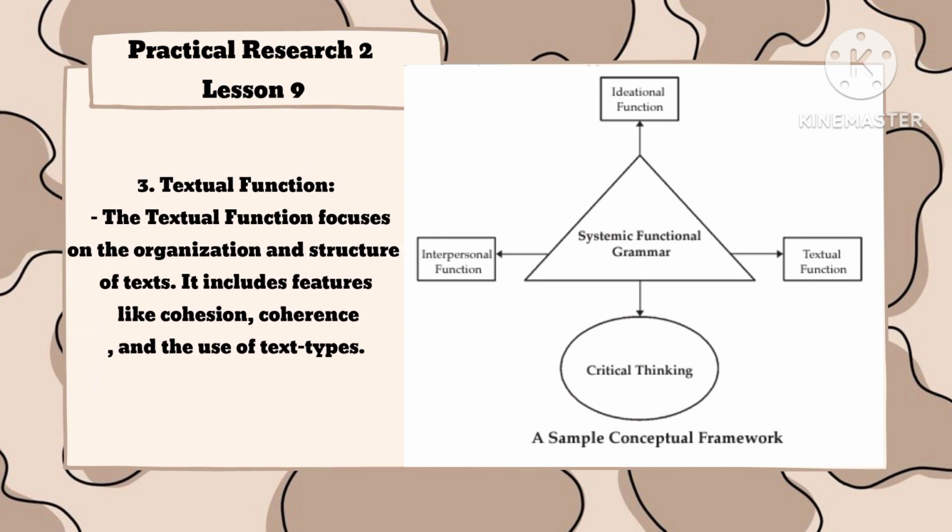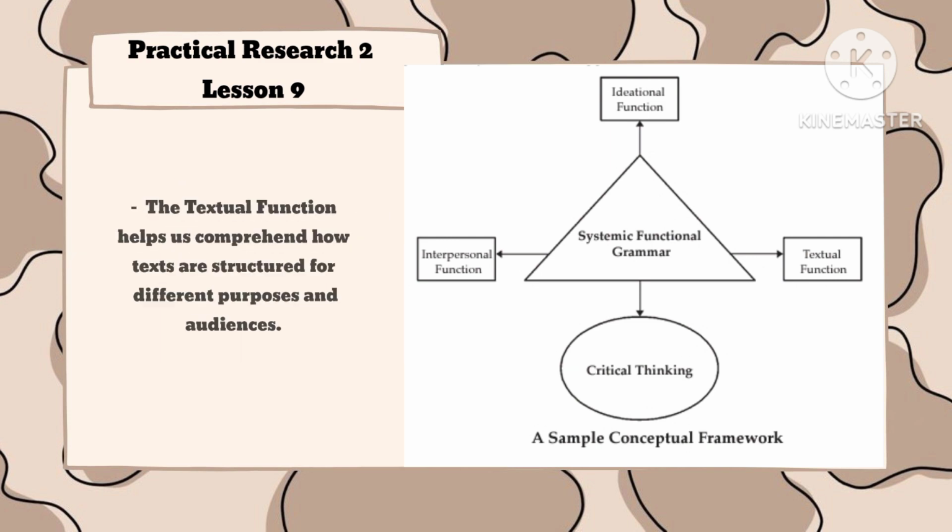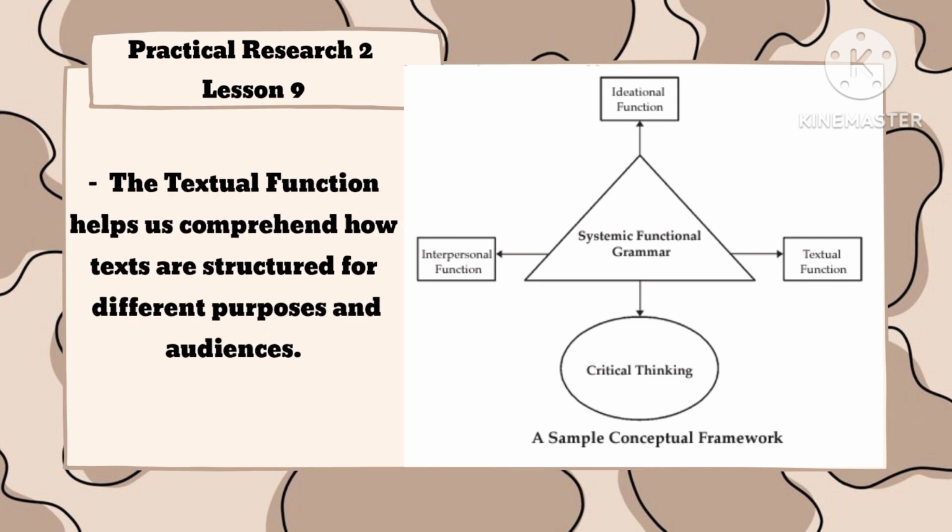Number 3. Textual function. The textual function focuses on the organization and structure of text. It includes features like cohesion, coherence, and the use of text types. The textual function helps us comprehend how texts are structured for different purposes and audiences.